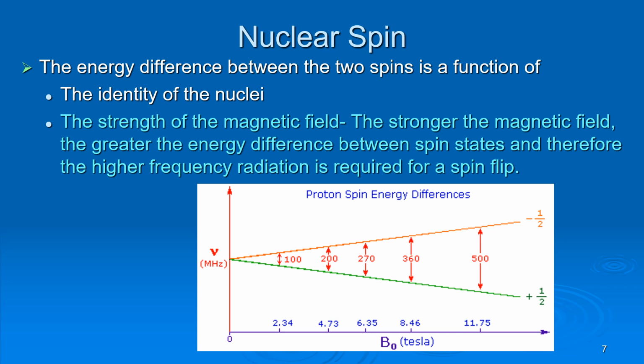So what you see here is an increasing magnetic field. If you increase the magnetic field, you're also going to increase the energy between the two spins. And so a higher frequency of radiation is required for a spin flip. It'll become important in a little while when we talk about splitting. But the higher the magnetic field, the more energy, the more radiation, the higher the frequency that is needed for a spin flip.